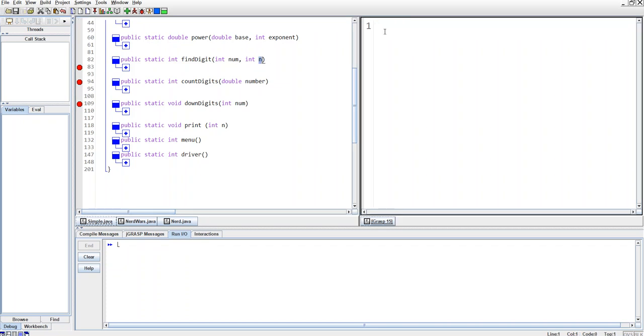So the first thing here is to understand what num and n is. So we know that num, and I'm just going to do this so that it all stays as a comment, num is the number we are checking, right? It's the number we're given. It's the number we're trying to find a specific integer in. It's the number we're checking, right? N is the place value or the position.